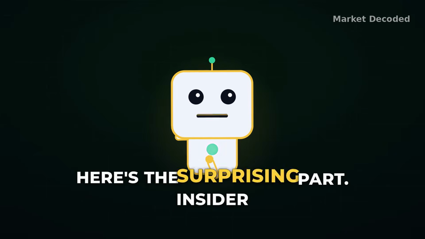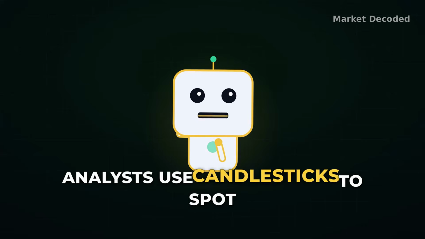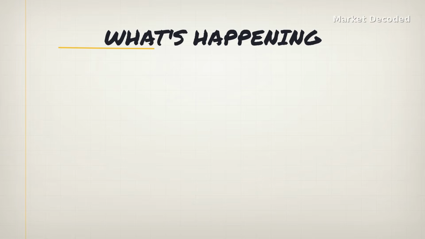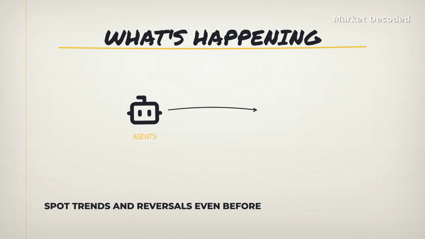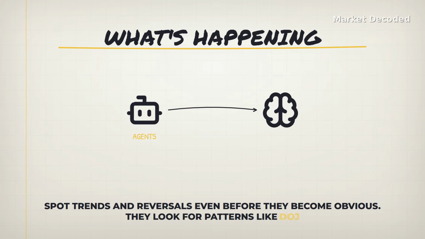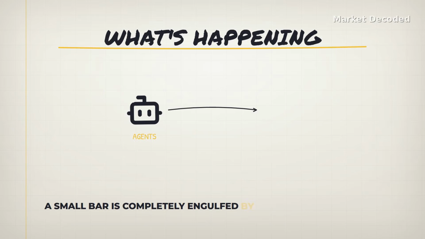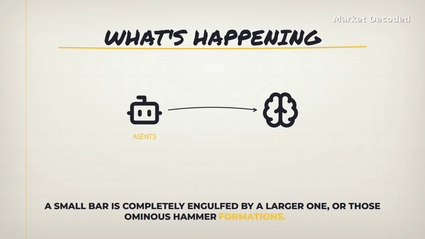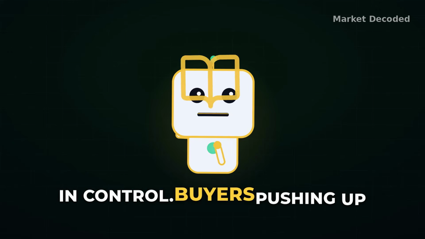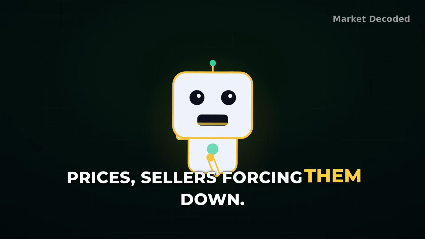And here's the surprising part. Insider analysts use candlesticks to spot trends and reversals even before they become obvious. They look for patterns like doji, when the opening and closing prices are very close, engulfing patterns, where a small bar is completely engulfed by a larger one, or those ominous hammer formations. These aren't just cute little shapes. Each has a story to tell about who's in control. Buyers pushing up prices, sellers forcing them down.